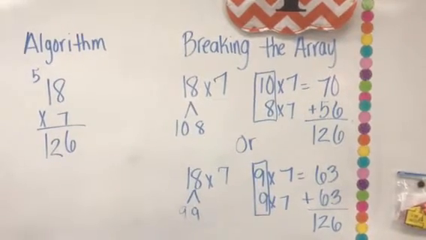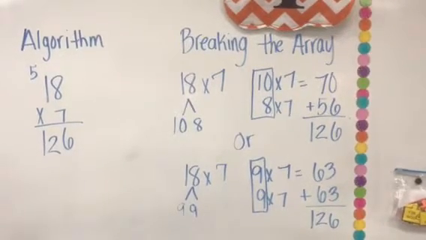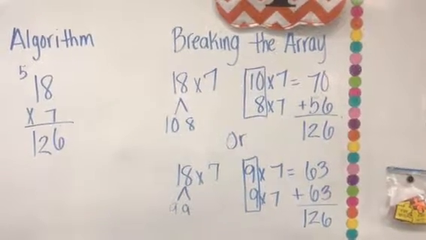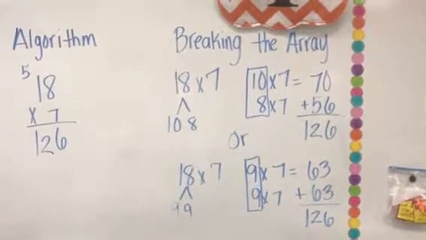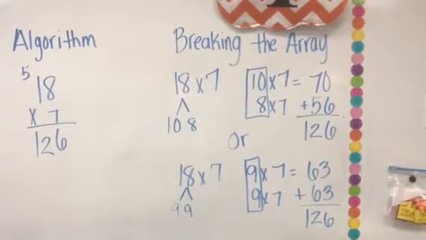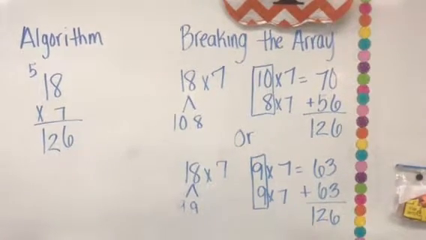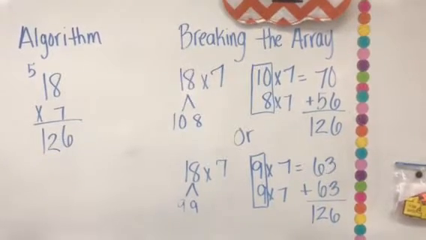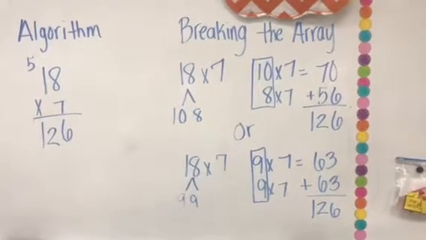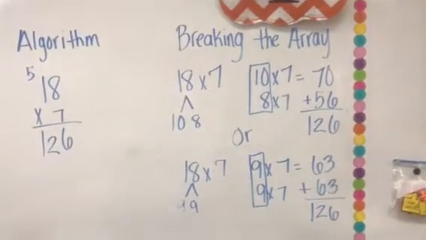So on the right-hand side for breaking the array, if you have a large array that is an 18 by 7 array, if you can visualize that, 18 rows and 7 columns, I can break that large array into two smaller arrays. So I take my larger number of 18 and I'm going to break it into a 10 and an 8, and that again gives me my 18. Once I do that, then I can distribute that 10 to the factor of 7, creating a 10 by 7, and then I can take the 8 and distribute it to the 7 and create an 8 by 7.